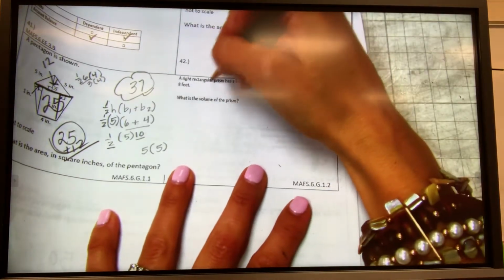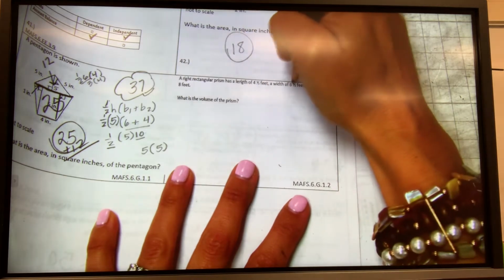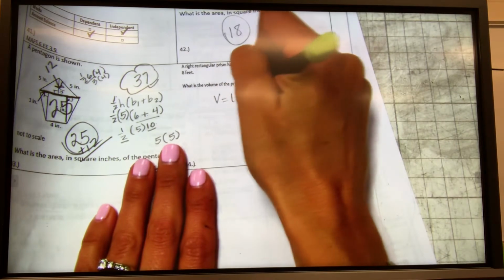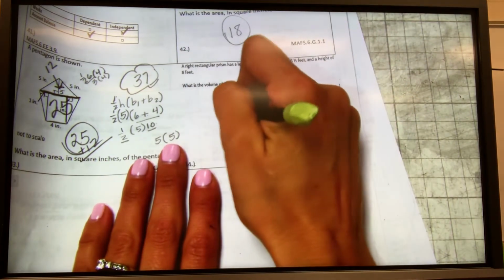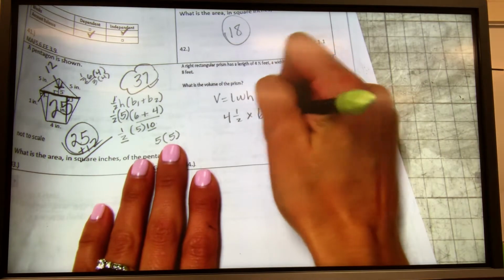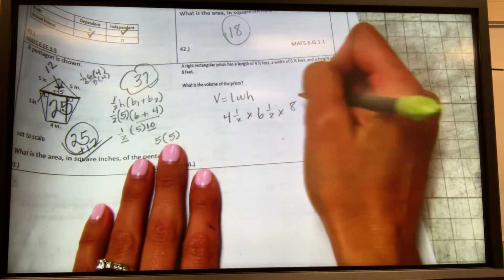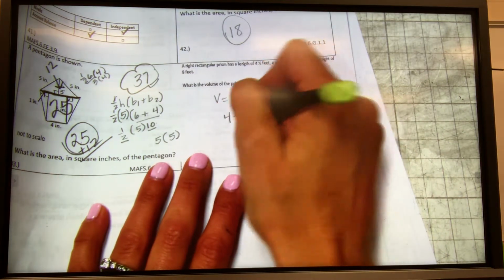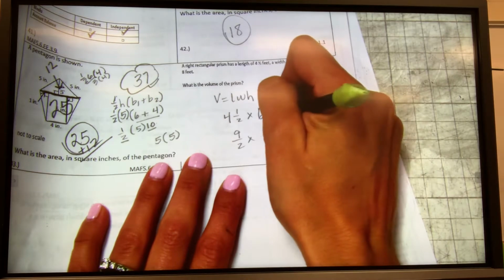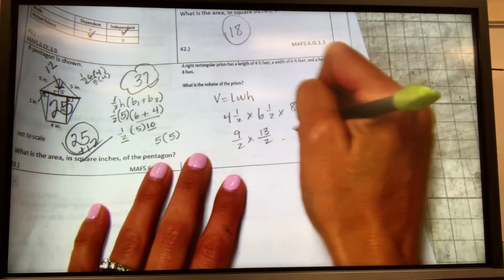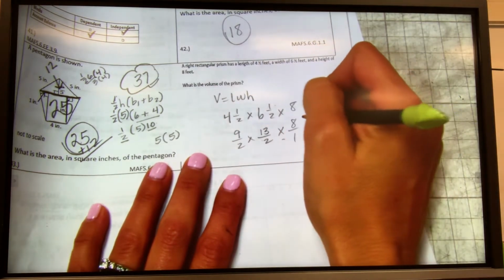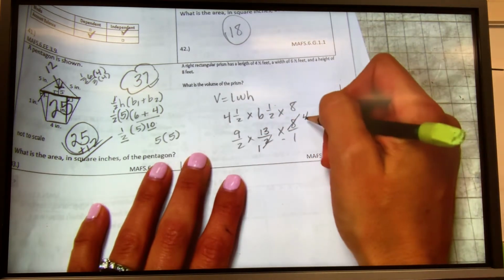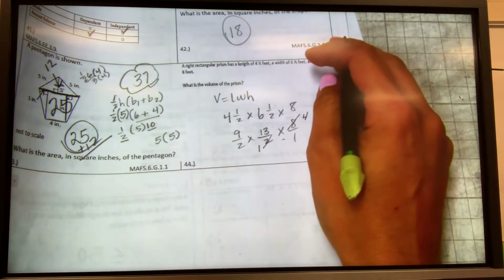A right rectangular prism has a length of 4.5, a width of 6.5, and a height of 8.5. What is the volume? Well, that's easy. Volume, length times width times height. So I'm going to do 4.5 times 6.5 times 8.5. Now remember, when I'm multiplying by mixed numbers, I got to turn them into improper fractions. So 9 over 2 times 13 over 2 times 17 over 2. Well, there's some cross simplifying I can do. Okay, I believe that's it.